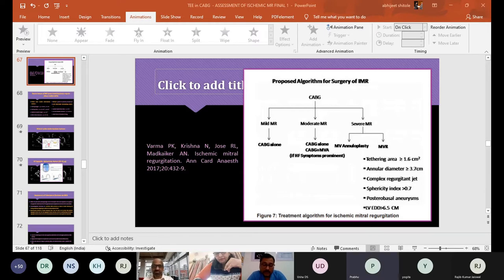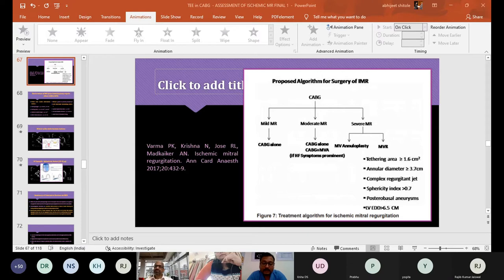So, effective orifice area for the ischemic. Effective orifice area, till now the guidelines are still mentioning that it has to be more than 0.4 for addressing that valve as severe. Moderate, it is a surgeon's decision, sir. If he feels that there are associated multiple jets, there are other parameters to be considered, like the patient's heart failure admissions, then he may address that mitral valve. But the important thing is he has to repair that valve. If it is a moderate MR, either he has to leave it alone or repair that valve. He cannot replace that mitral valve as per the guidelines.